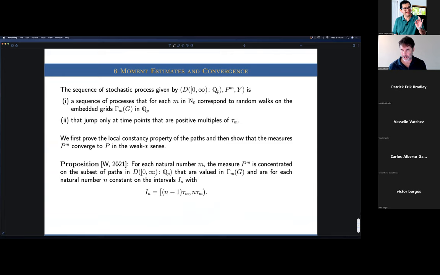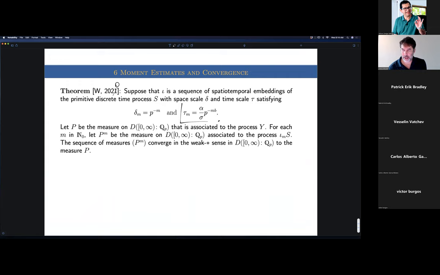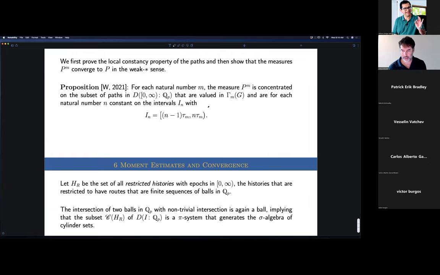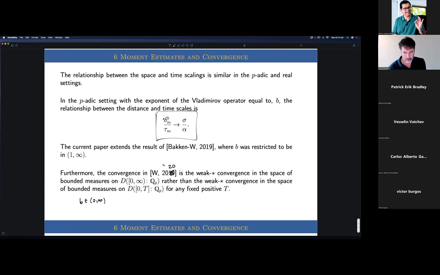So here, let me get the main result. The main result is this. If you have time and space scaling like this, which is exactly analogous to the real setting, right? This B is 2. And this is the same result we found in the original paper. So if this is a scaling, then you get a weak star convergence to the associated measures on the path space.